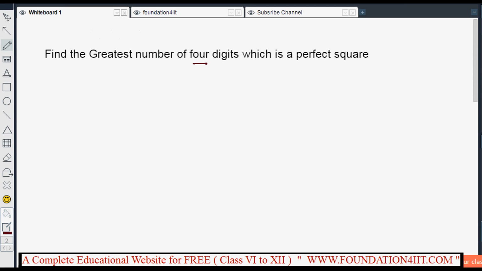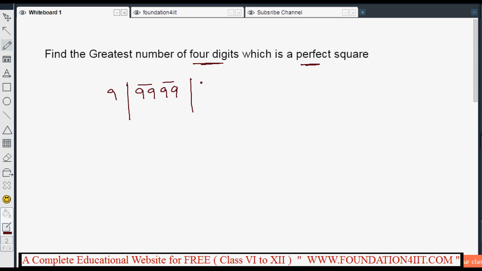So greatest number of 4 digits. Actually the greatest number of 4 digits is 4 nines. But 4 nines is not a perfect square. But less than 9999 there is some number which is a perfect square that we need to find out. So the method is same, we can start the same way, like the division method. Generally take the greatest 4 digit number and start doing the division method.